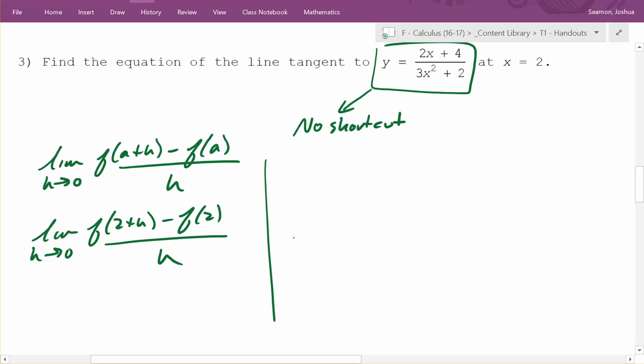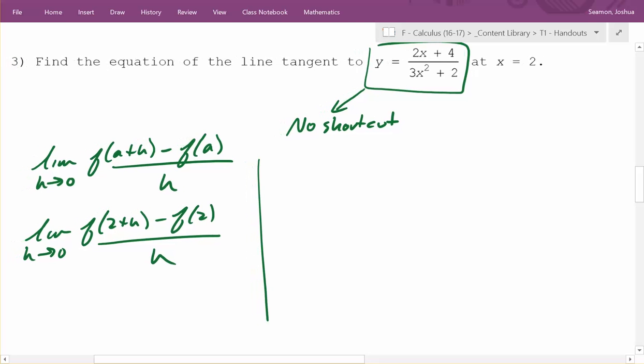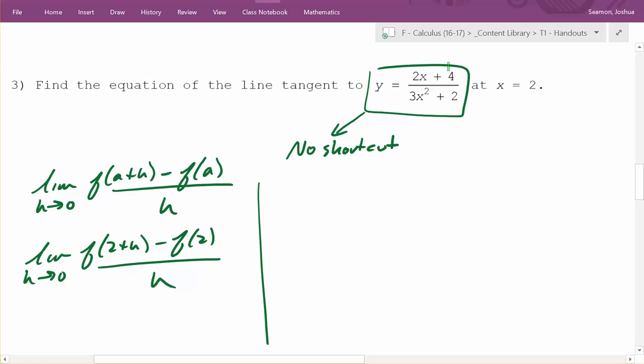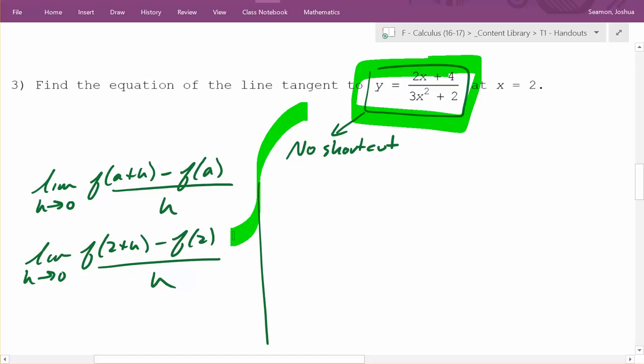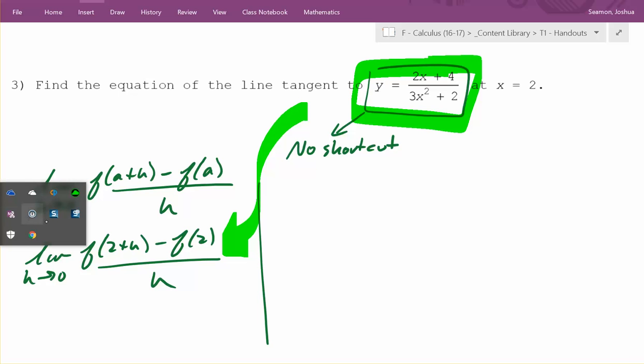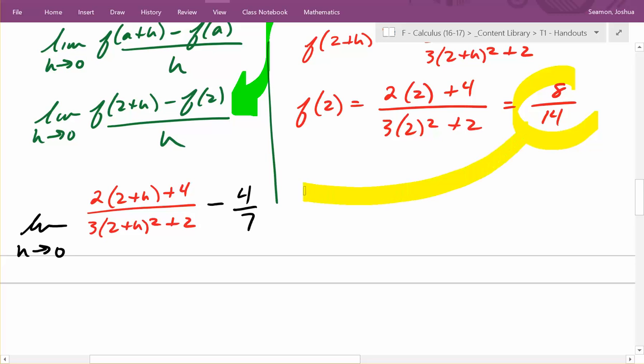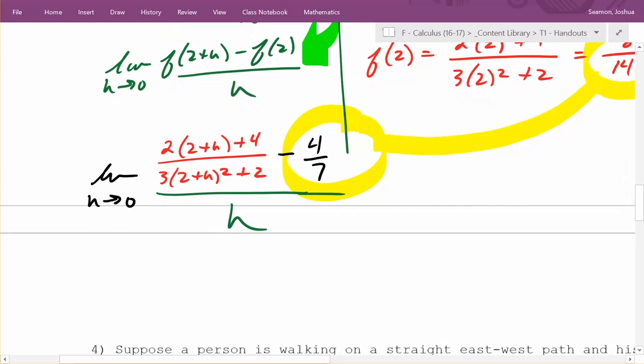Do this for me right now. Go up to the board and figure out what the limit will be. Don't evaluate the limit, but write down what the limit will be once you apply this function to this. Tell me what it's going to be and put a box around it. 8 over 14 is right there. And then what's that whole thing over? It's all over h. So let's see what happens when we try to simplify this.